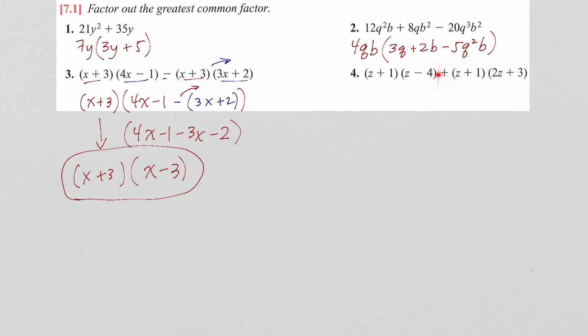There's a plus here, so that we don't have to worry about distributing a negative. So this is an easier problem. The common factor is z plus 1, so we factor that out. And we're left with this plus this. Z minus 4 plus 2z plus 3. And this combines to 3z minus 1. And we still have this z plus 1.